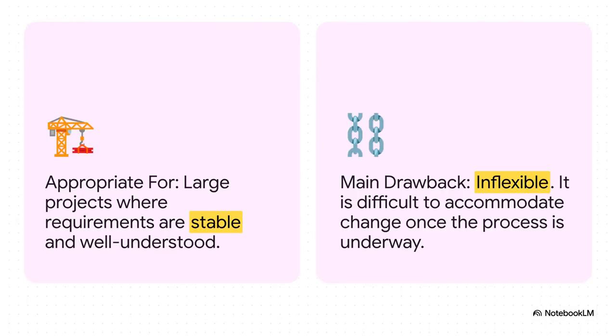So what's the big trade-off here? Well, the rigid structure of the waterfall model is actually great for massive projects where you need to coordinate a whole bunch of different teams. But its main weakness, its Achilles heel, is that it's just not flexible. It really only works when you know exactly what you need to build from day one. And let's be honest, how often does that happen?